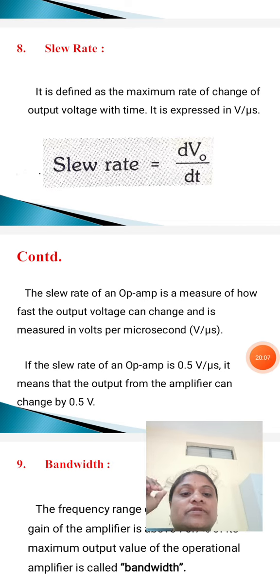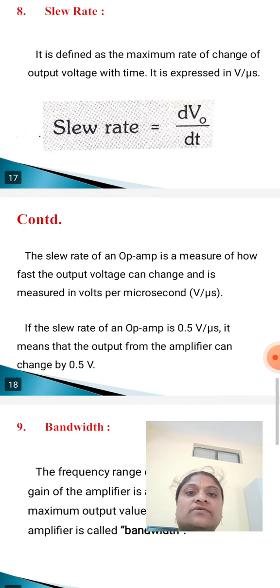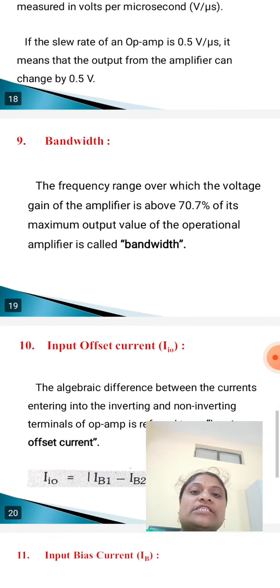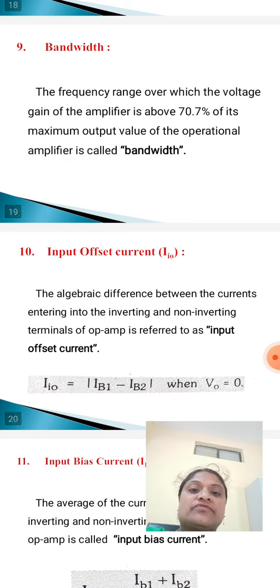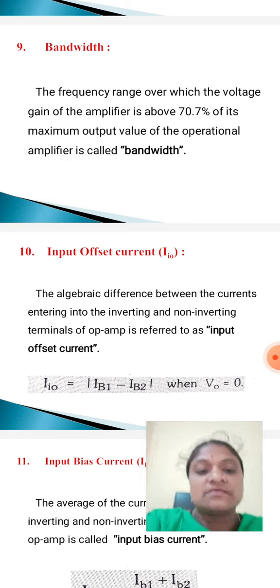That means volts per microsecond. If the slew rate of an op-amp is 0.5 volts per microsecond, it means that the output from the amplifier can change by 0.5 volts. This is nothing but slew rate. Okay, and the next important specification of the IC741 operational amplifier is bandwidth.